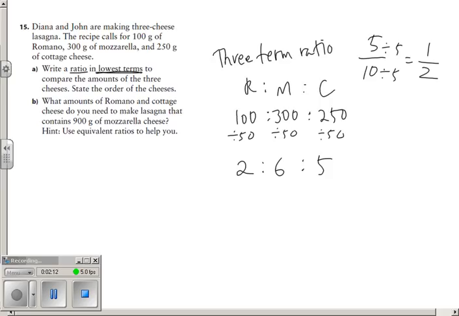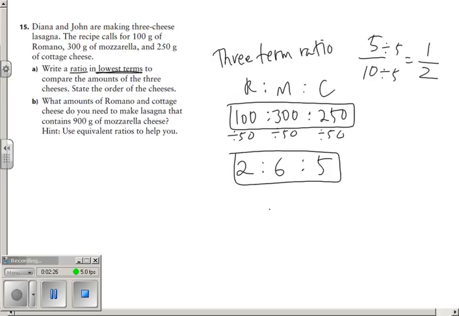What amounts of Romano and cottage cheese do you need to make the lasagna that contains 900 grams of mozzarella cheese? Well, here's our original ratio and there's our lowest terms ratio. I'm asked to create a ratio that has 900, so I'll leave a box here and a box here that keeps that ratio proportion.